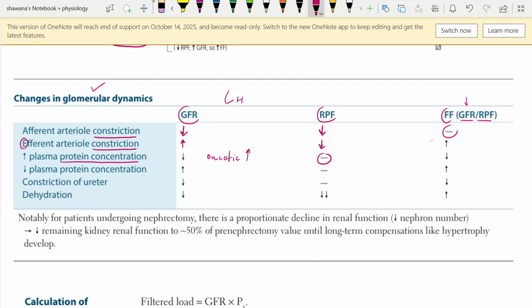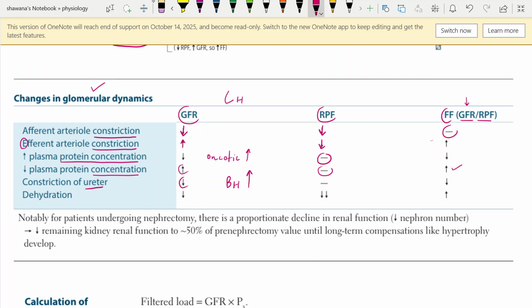What about the constriction of ureters? If ureters are being constricted due to any reason, due to urolithiasis or nephrolithiasis, the backup pressure will develop, and this backup pressure will create Bowman's hydrostatic pressure, and Bowman's hydrostatic pressure is opposing pressure towards the filtration, so it will decrease the GFR, it will not change the renal plasma flow, and it will decrease the filtration fraction.